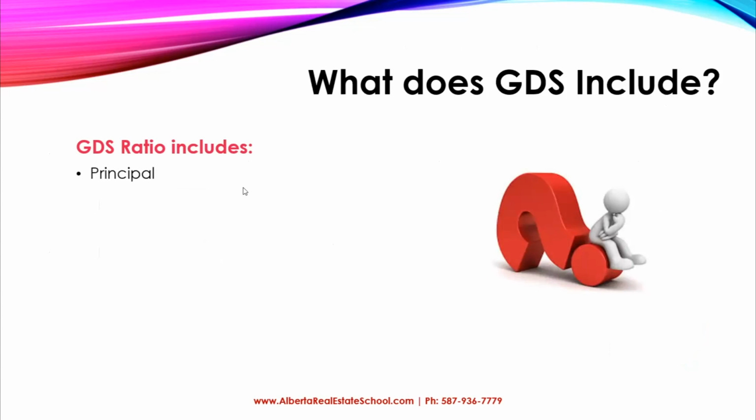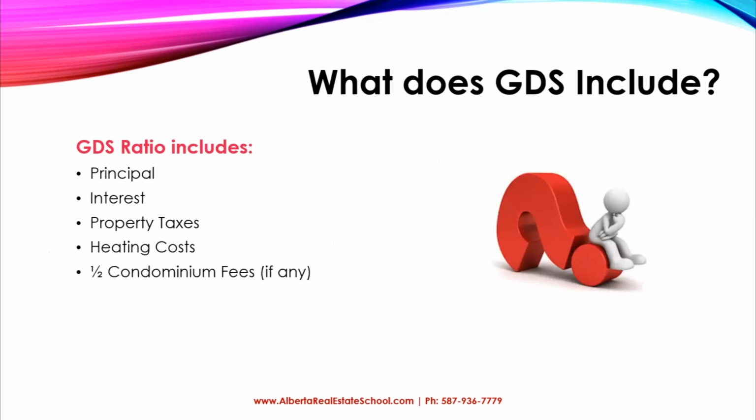So what does the GDS ratio include? GDS ratio includes principal, interest, property taxes, as well as heating costs. If the property is a condominium, then we will include half of the condominium fees as part of the equation as well.